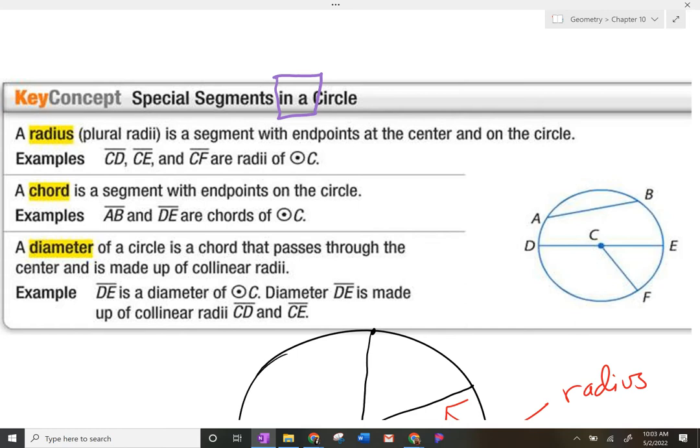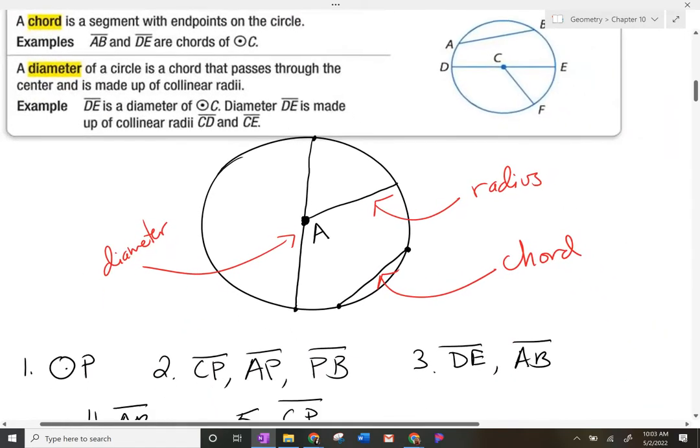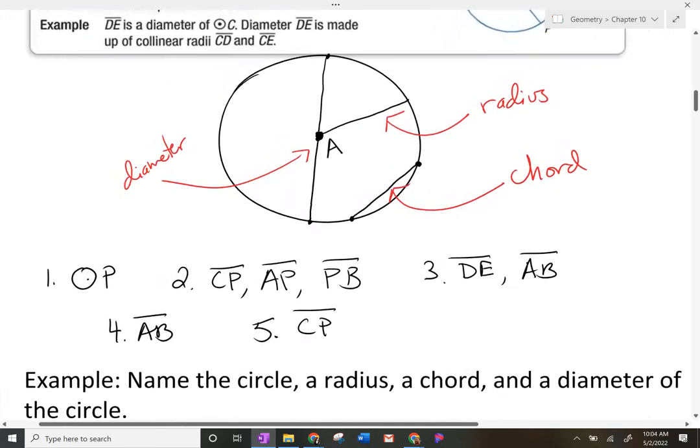Okay, DE, even though it is a diameter, it still is a chord. It starts on the edge of the circle, and it ends on the edge of the circle. But it has to start and end on the sides of the circle itself. And every single one of these is all within the circle itself. Nothing's going outside of it. I kind of pointed that out in that top one, but I wanted to give you the definition.